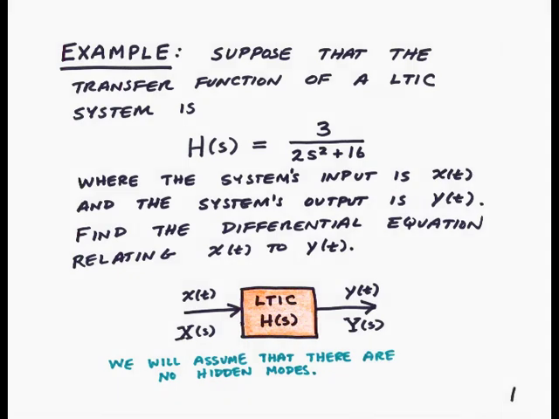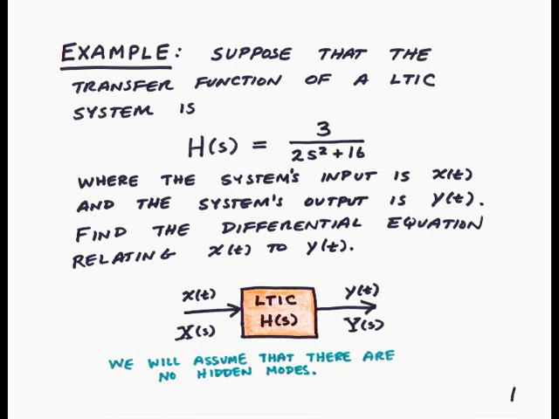In this presentation, we'll solve a few example problems to illustrate some of the ideas about transfer functions that we've been talking about in the previous presentations. So our first example is, we'll suppose that we have the transfer function for a linear time invariant system. It's called H(s), and it's given as 3 over 2s squared plus 16. The system's input is called x(t) and the output is y(t). And our goal is to find the differential equation that relates x(t) to y(t).